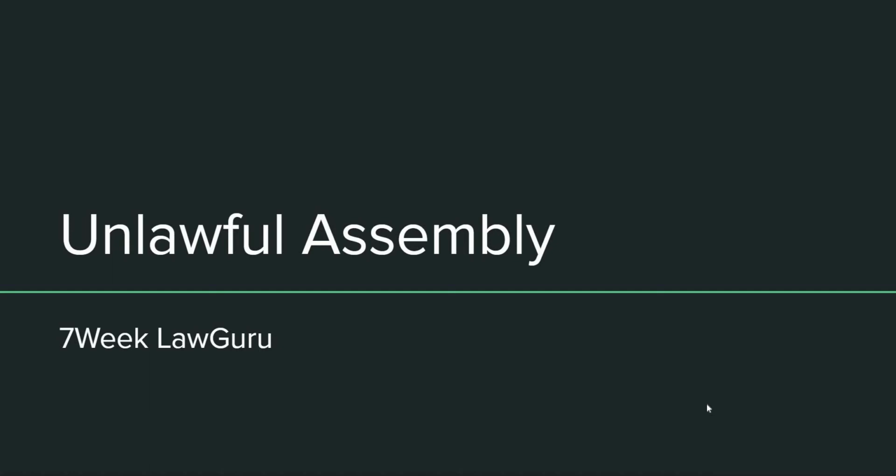So in this video we will be discussing the topic unlawful assembly. In the previous video we discussed the topic mischief, its punishment and different types of mischief from section 427 to section 440 under the Indian Penal Code 1860.